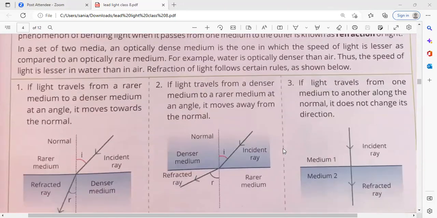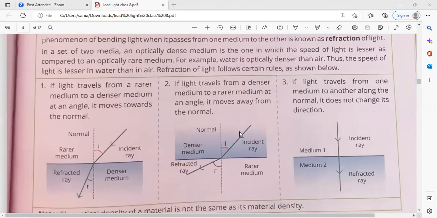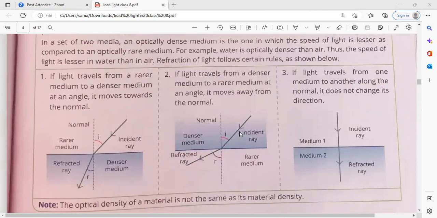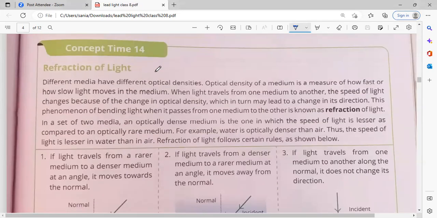I think we did this last one, right? Swar, can you hear me? I don't remember. I don't think we did this. No. We did this, na? Last one, refraction of light.